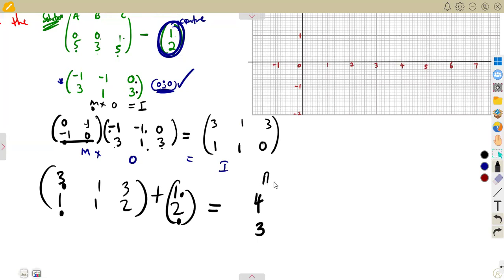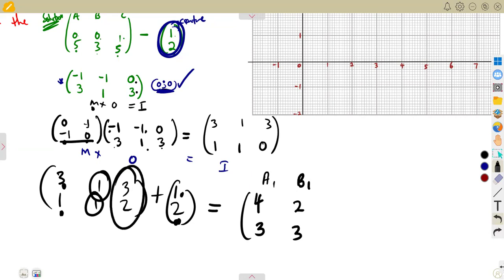So we can even write A1 on top. We add 1 to this one. 1 plus 1, that's a 2. 1, 2, a 2. 1 plus 2, that's a 3. Thus, our B1. We are done with our B. We move on to the other image.